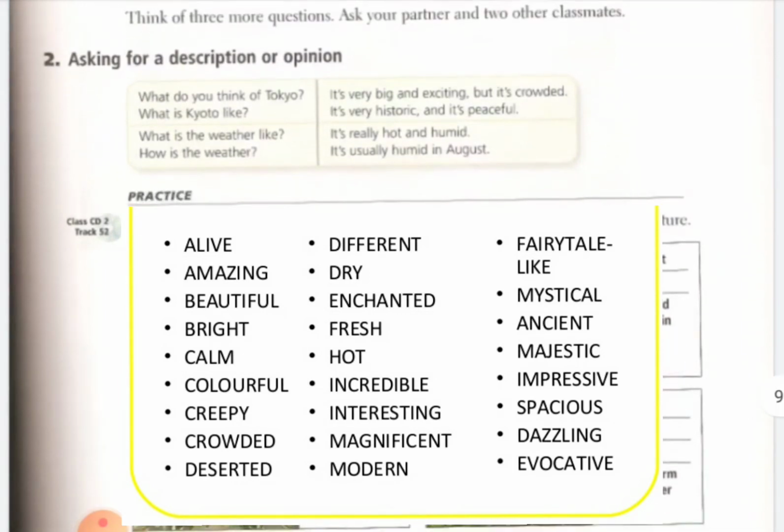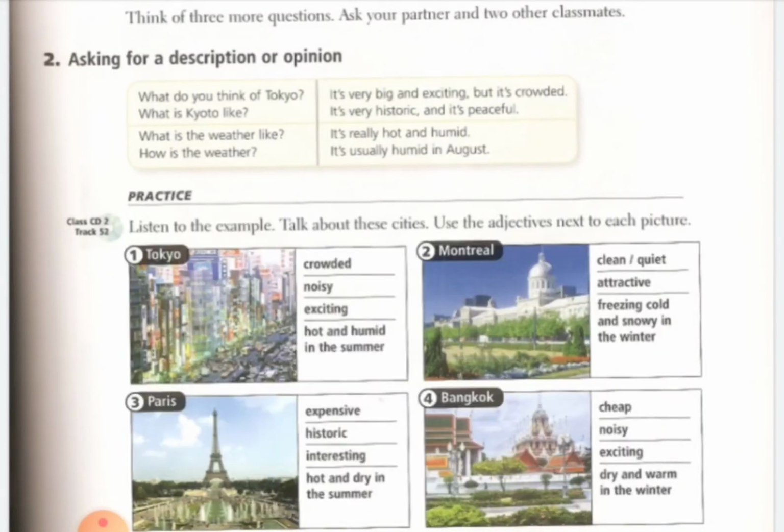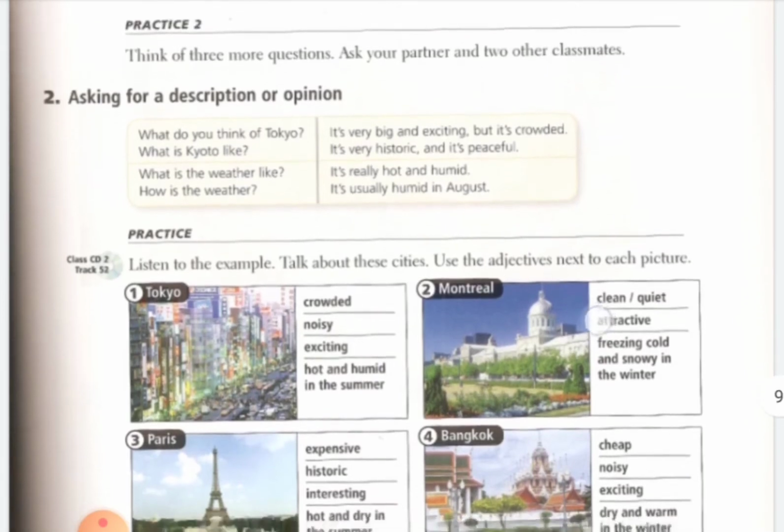For example, in here we have this example. What do you think of Tokyo? It's very big and exciting, but it's crowded. Notice that in here three adjectives are used to describe the city: big, exciting, and crowded.